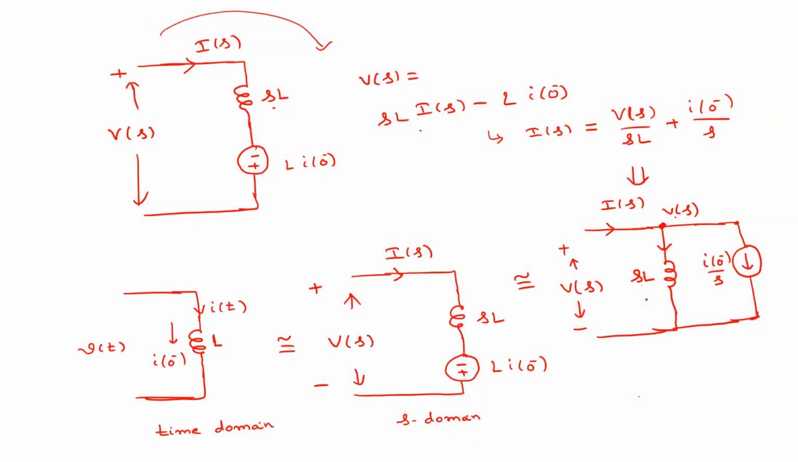What is the current here? If you assume that this is the ground, then V of S by SL, that is the current. Whatever theories we applied in DC circuits, we can apply here. Understood? So that is how to represent the inductor in S domain. Clear? Any questions?